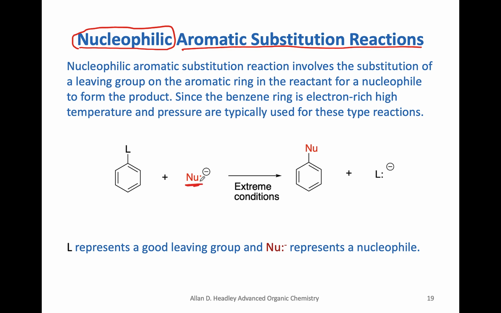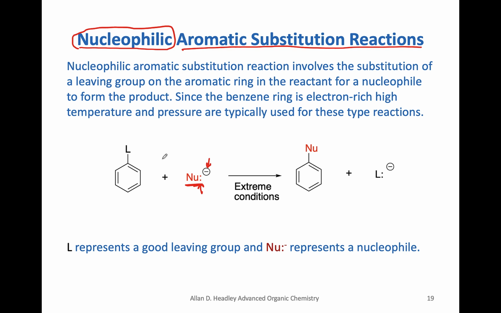You will recall that a nucleophile is nucleus loving. It's a Lewis base. It has an unshared pair of electrons, at least one, and it could be negatively charged or it could be neutral. But the bottom line is it must have at least one unshared pair of electrons.